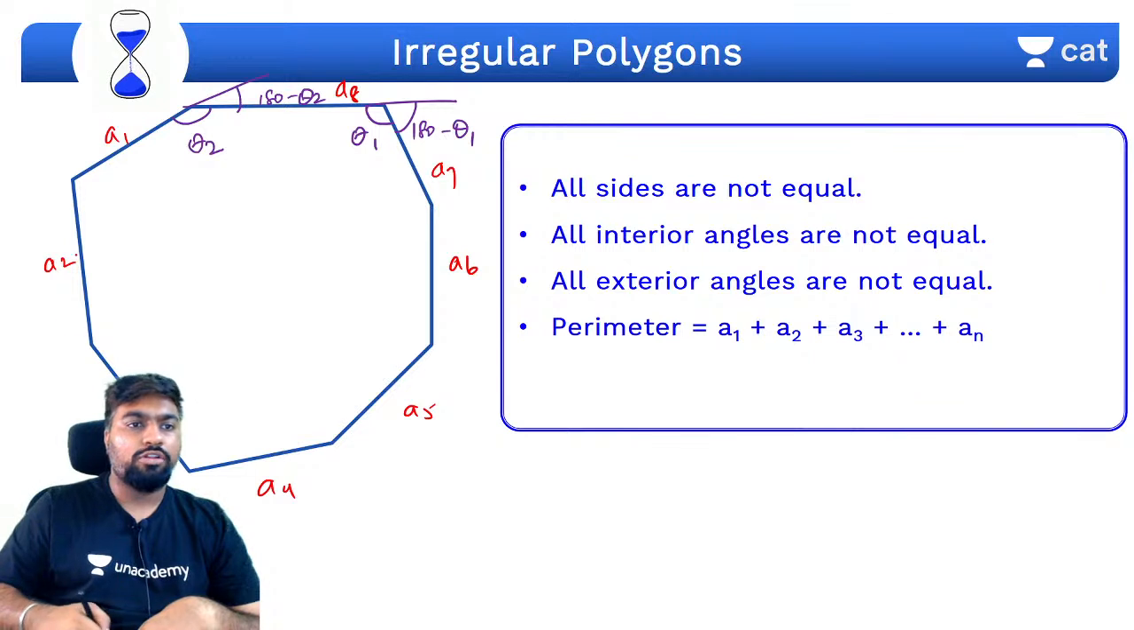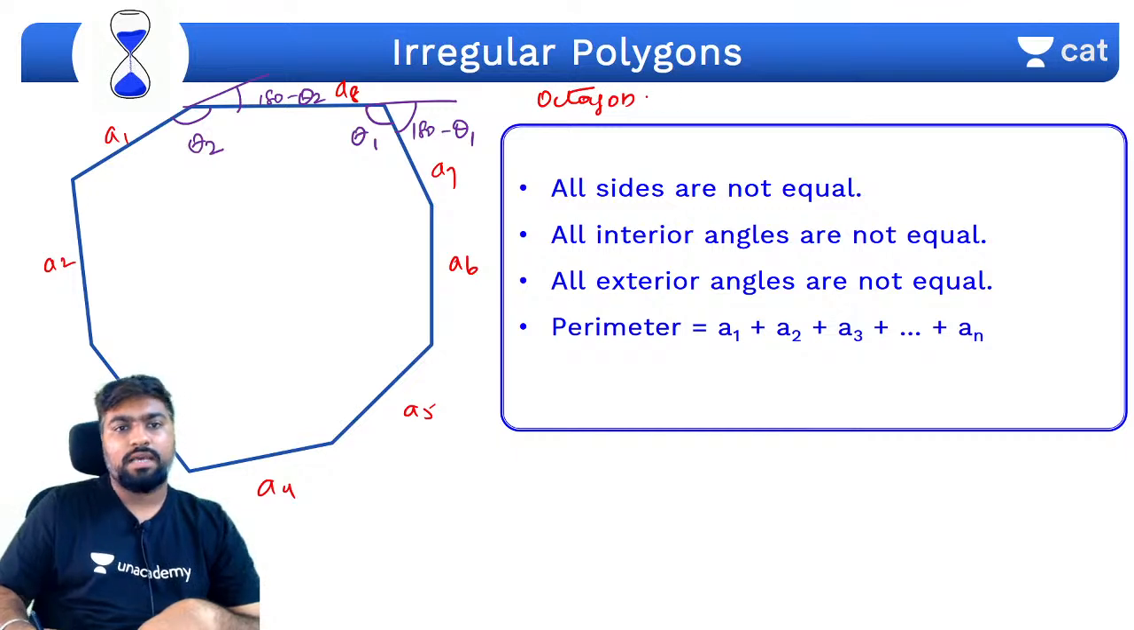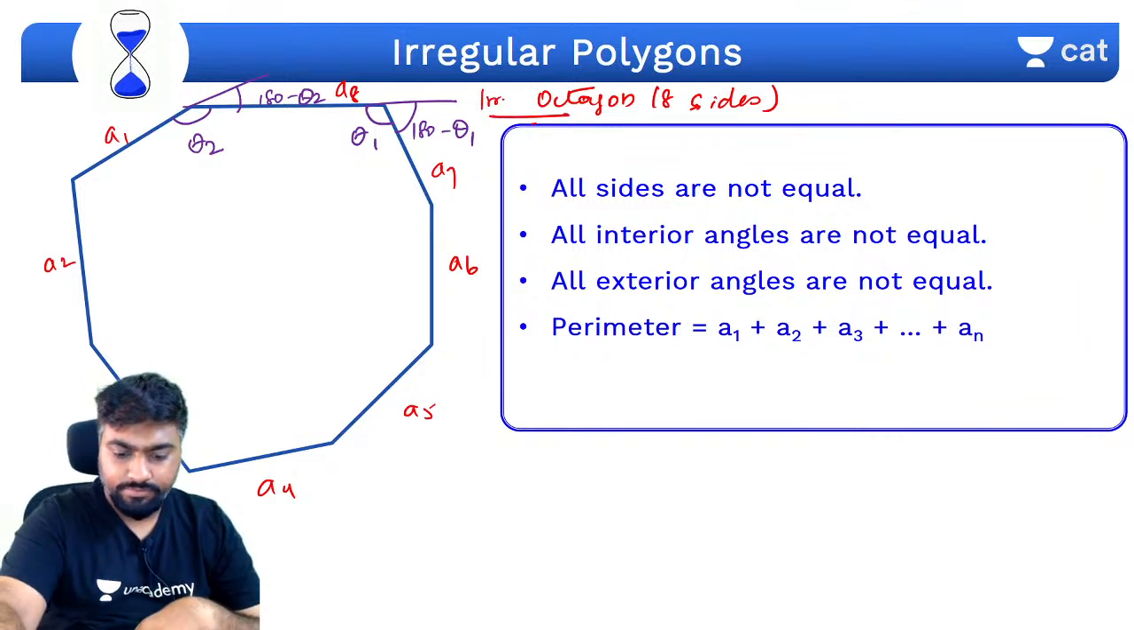Although these sides are not equal, this is still called an octagon, because there are 8 sides on it. But this will be called what? An irregular octagon. Clear?